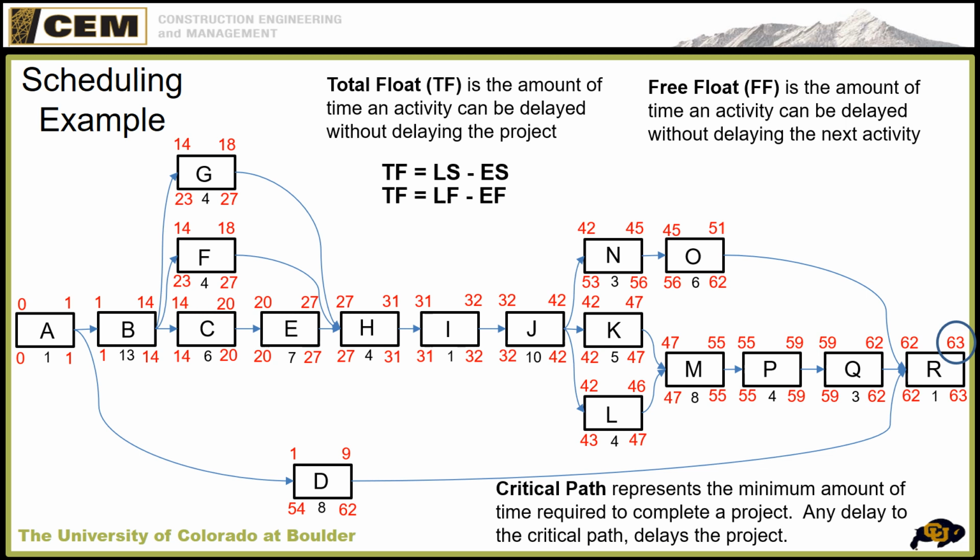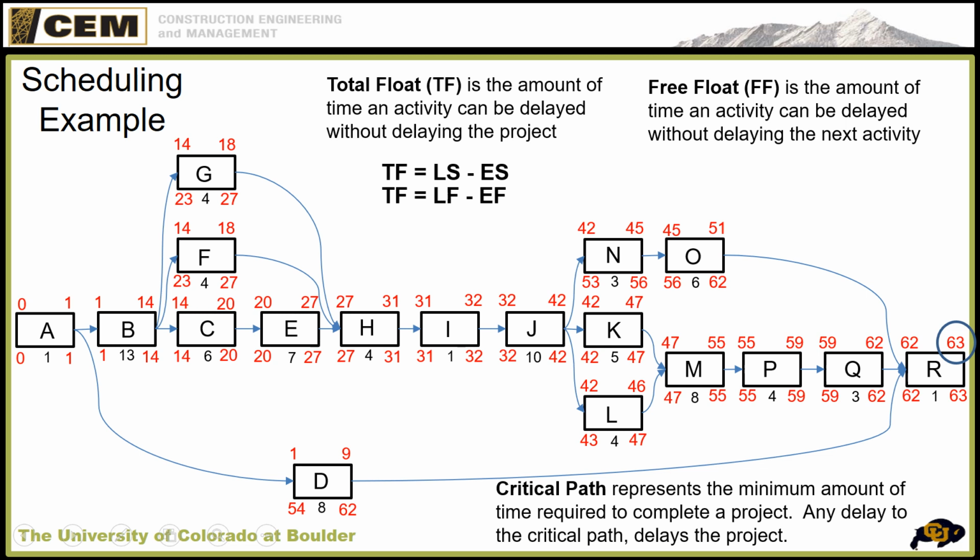Okay, free float. Free float is something we don't see that often, but occasionally you do. So it's the amount of time an activity can be delayed without delaying the next activity. So in this case, N, can we delay N any amount of time without delaying O? The answer is no, we cannot. So it has total float. It won't delay the project. But if we delay N, it delays O.